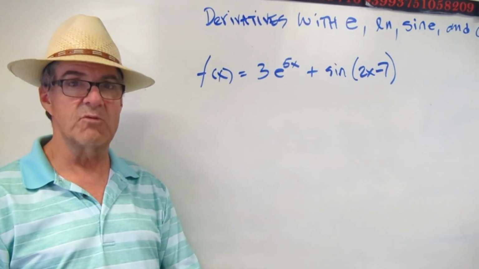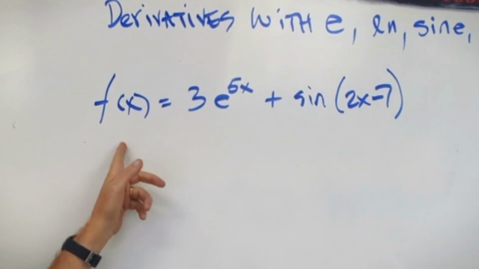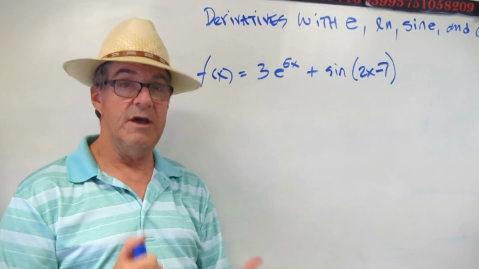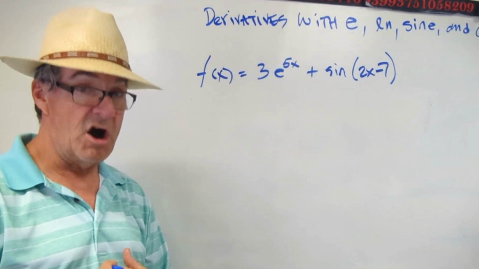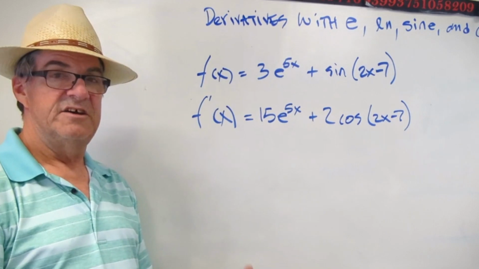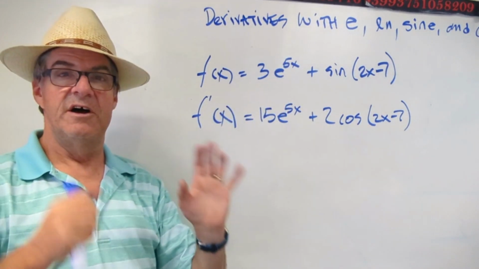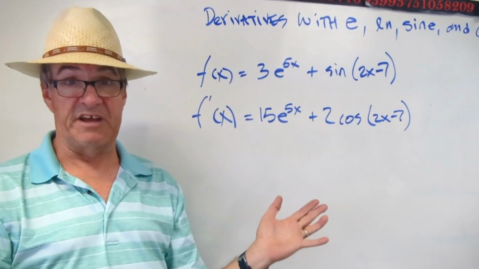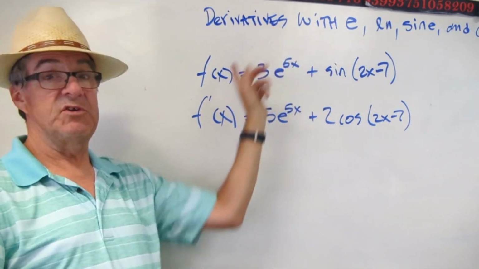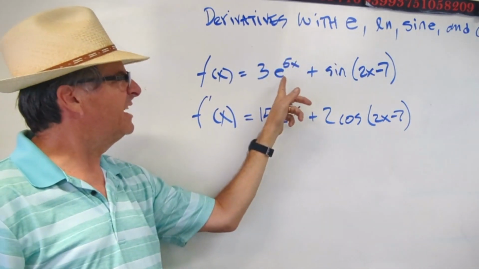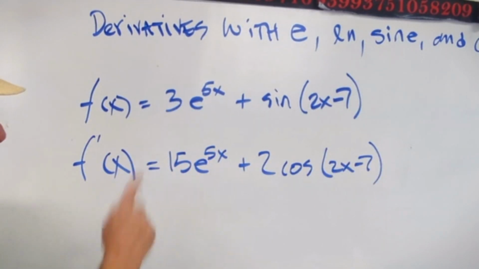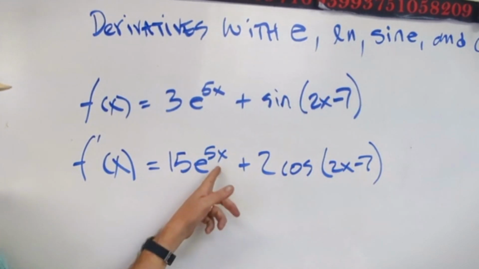But first, let's start with a fairly straightforward one. f of x is 3e to the 5x plus sine of 2x minus 7. Go ahead, pause the video, use what you already know, and let's get f prime of x up on the board. Okay, so with e, remember, the derivative of e to the x, super simple one. Now when we have a 5 in there, that 5 gets multiplied by our coefficient here, but the e to the 5x stays the same. So we took our 5, multiplied it by our 3, so we get 15e to the 5x.